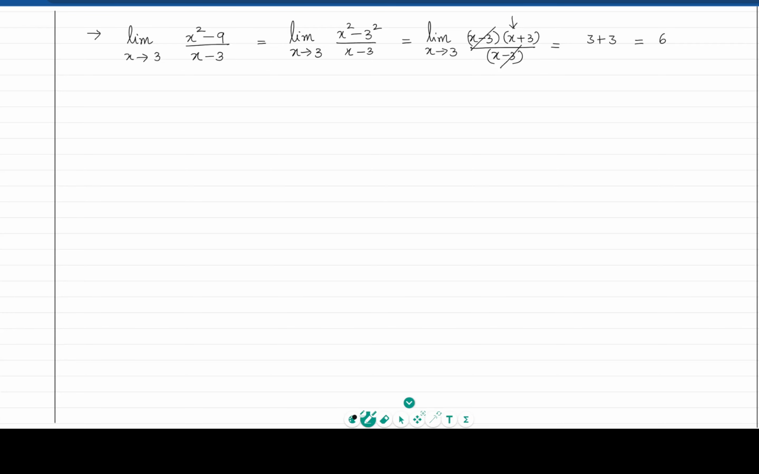So we observed that when substitution is not giving us a determinate form, we need to factorize it and cancel out the common factors and then try to substitute the value, and then we get the answer. Now this may not be true for all problems or all types of functions. We will look at some types of functions where this will not work out. So let's have a look at this problem.